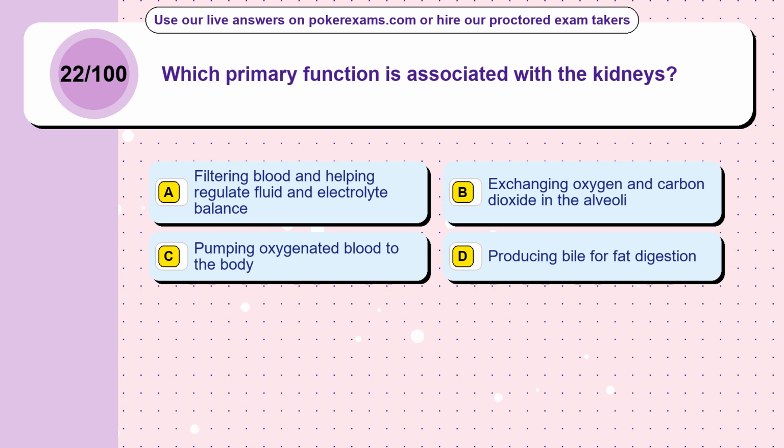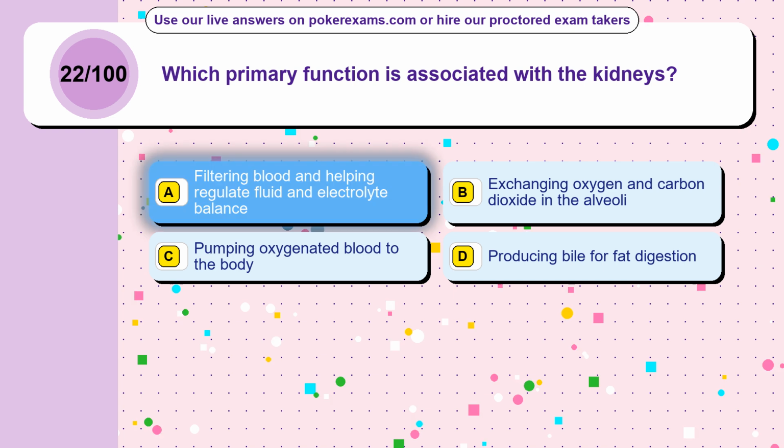Question 22. Which primary function is associated with the kidneys? Option A. Filtering blood and helping regulate fluid and electrolyte balance. Option B. Exchanging oxygen and carbon dioxide in the alveoli. Option C. Pumping oxygenated blood to the body. Option D. Producing bile for fat digestion.